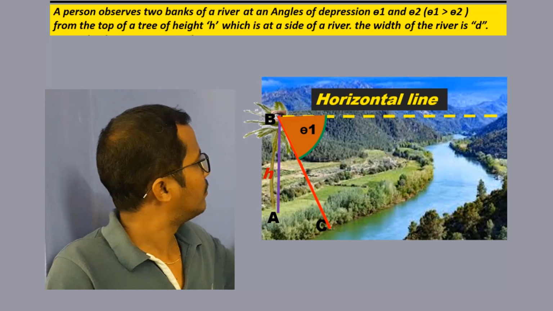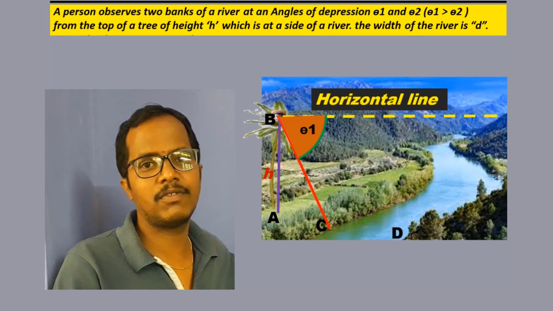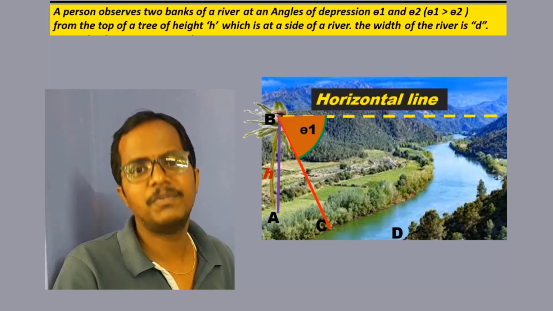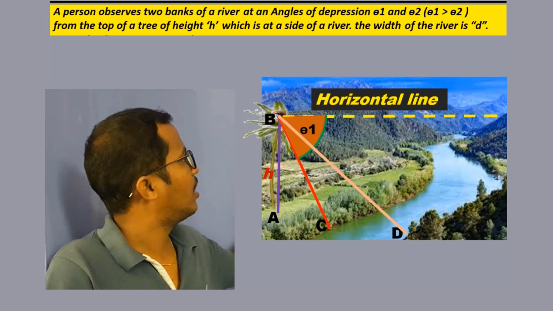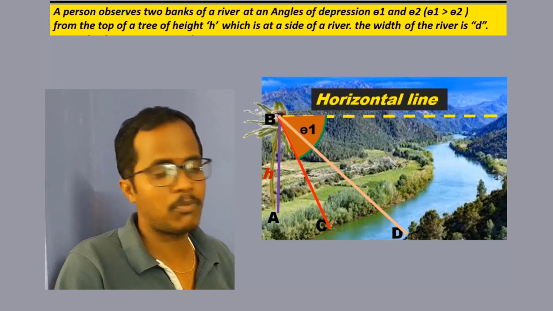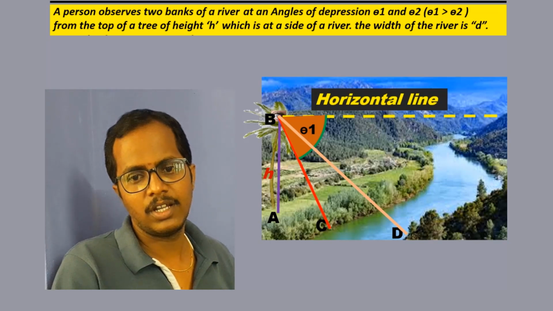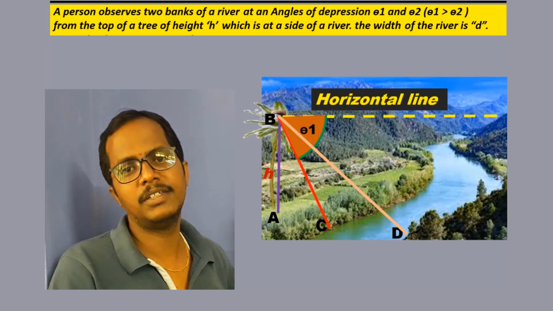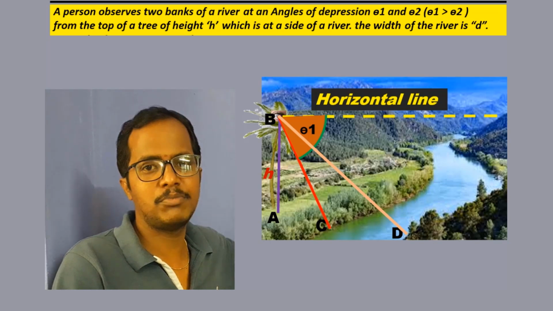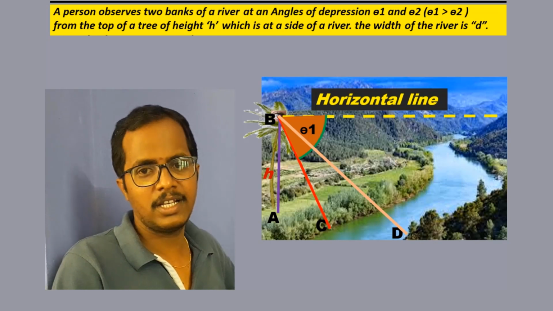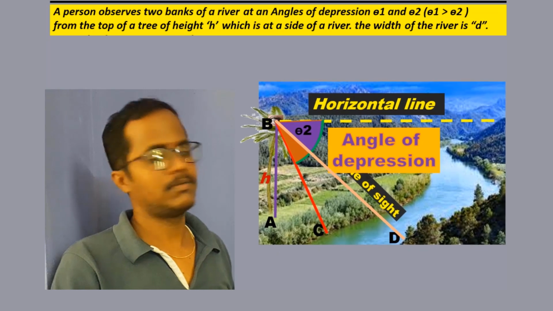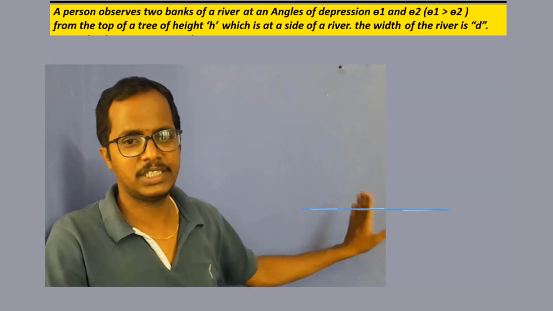Now again, from the point B, the observer is observing the second bank. So let us assume the second bank of the river is point D. Now let us join the observer's eye, that is point B, with the second bank. Now we get one more line segment BD, and here again, with the horizontal line, the line segment BD is making an angle which is given as theta 2. So let us represent this angle with theta 2. This is the angle of depression. Now let us draw the diagram for this.